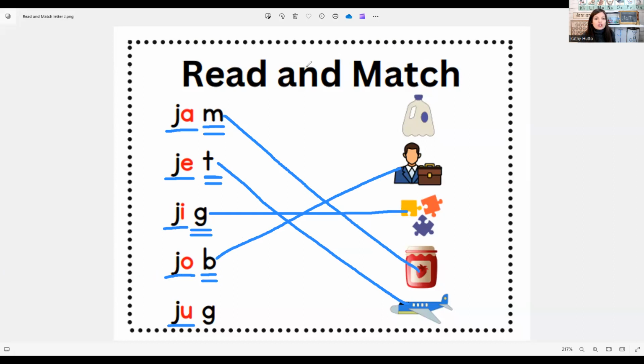Last, J-U. J, U, jug, jug. What's this word? Jug, like a jug of milk.